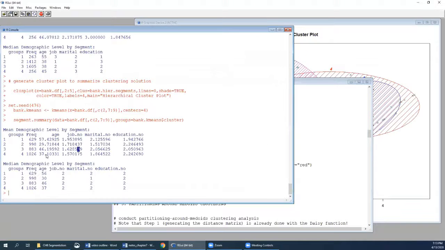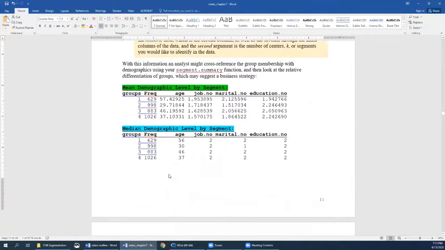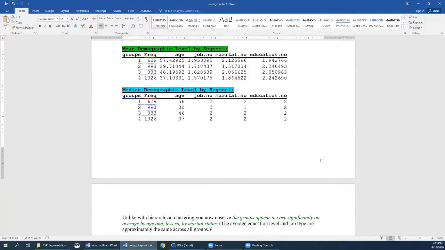So we get the means and the medians for all 4 groups. I also put those results in R. So what we're seeing here are the means and the medians for all of our 4 groups, the segment inspection function results. And unlike hierarchical clustering, what we observe is that these groups really appear to vary significantly based on age and less so by marital status.